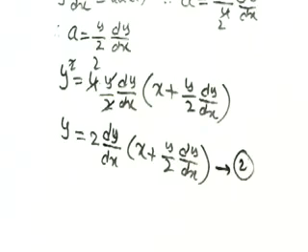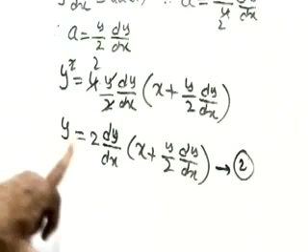Now what do we have to show? Self-orthogonal. So for self-orthogonal, we will change dy by dx to minus 1 by dy by dx.